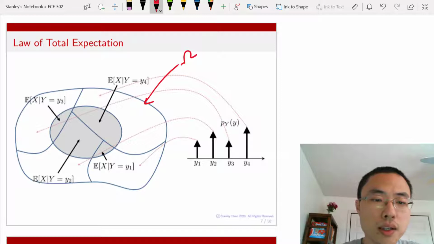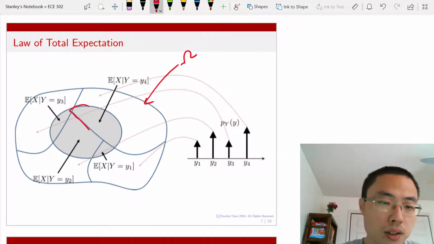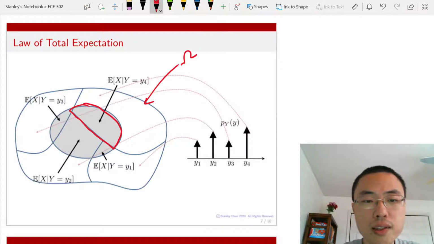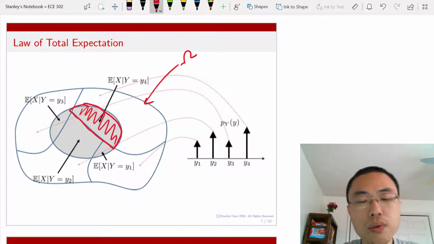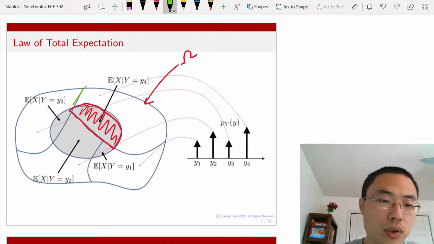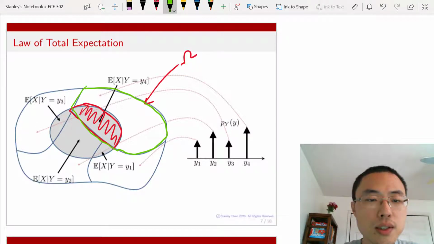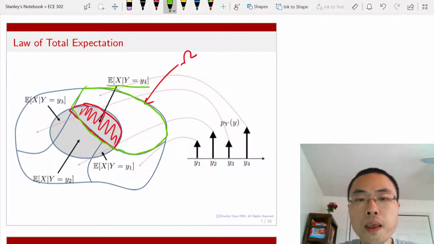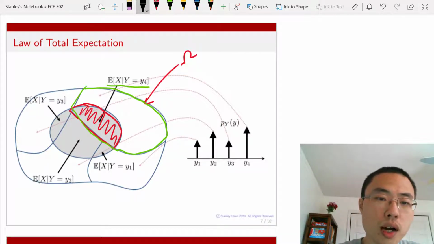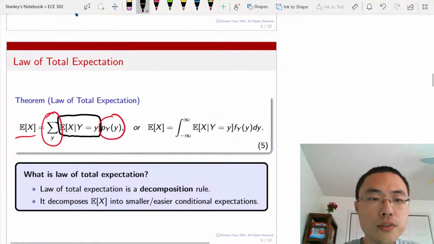So you can calculate the conditional expectation of X given Y equals a particular value of y. For example, here I will have the conditional expectation of X given Y equals y4. That would be the area that I'm looking at, and then the base that you are considering would be this. So after you calculate this, you will have this conditional expectation given Y equals y.